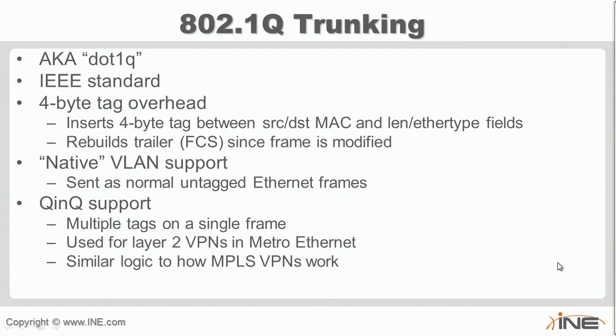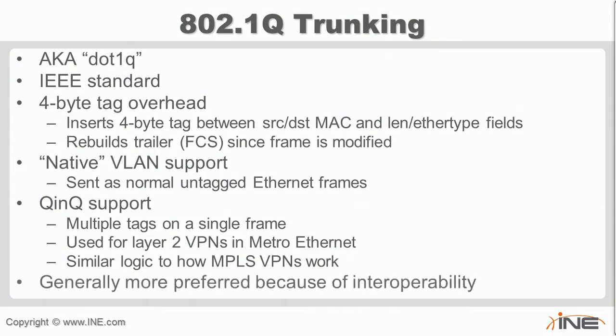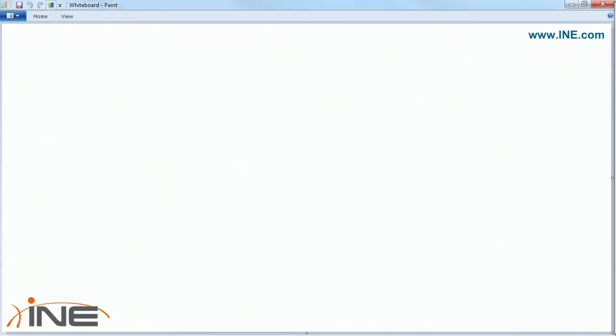So it's kind of like how an MPLS VPN would work from a layer 2 point of view, but you can do it with just Ethernet. And one of the limitations of ISL is that you cannot do this. Overall, you'll see that .1Q trunking is a lot more popular than ISL, simply because you have interoperability between the vendors. And keep in mind that this type of encapsulation is only locally significant between the switches.